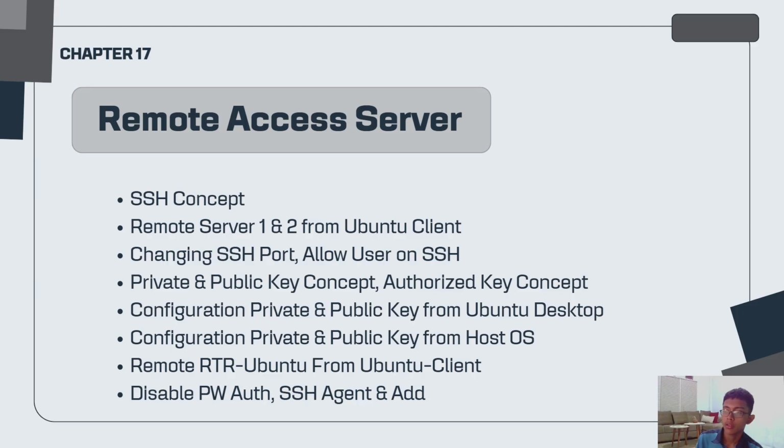So later I will make the public and private key on the host OS, and later I will import it into the router Ubuntu. To make it, we have PuTTY that we can use, and PuTTY is using a different version, which is using the RSA or using the PuTTYgen. So if you use PuTTYgen, I will close it first.